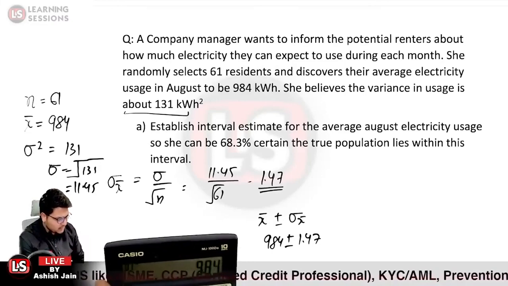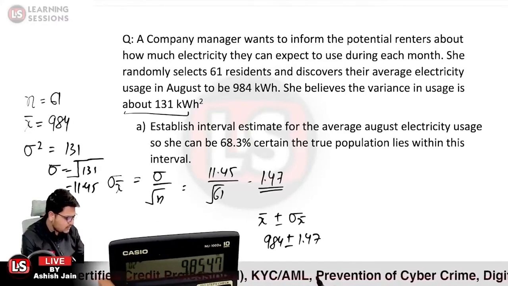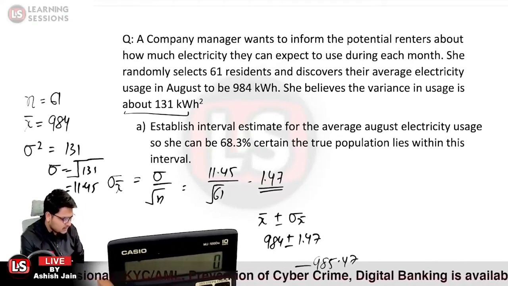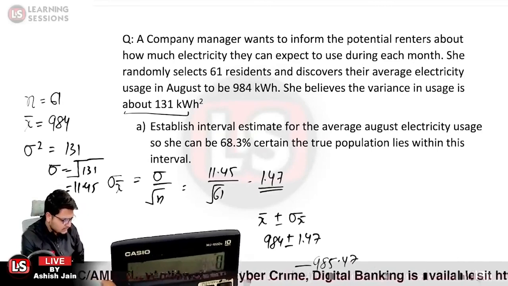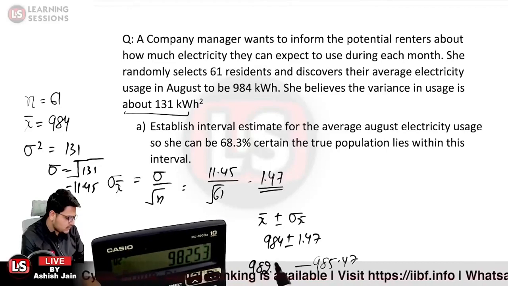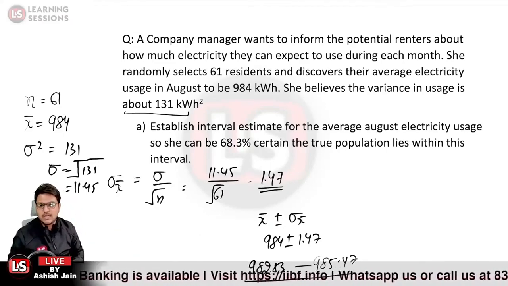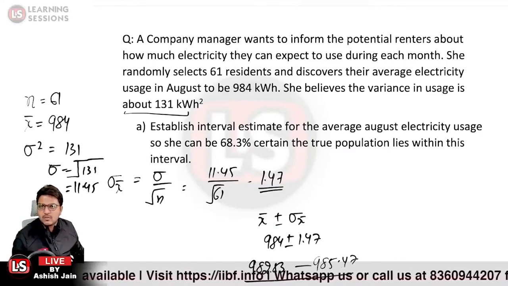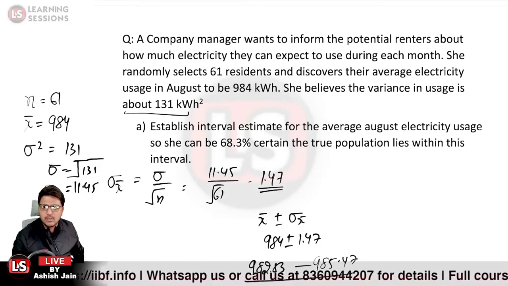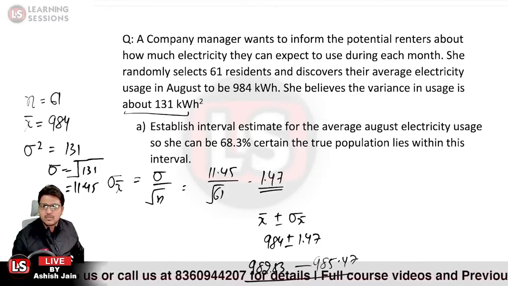So 984 plus 1.47 is equal to 985.47, and further 984 minus 1.47 is equal to 982.53. So that is the interval with 68.3% certainty, and that would be the answer. You must be certain about what data is given to you and what particular terms are to be used. Is that clear?